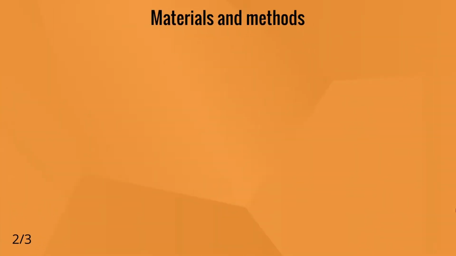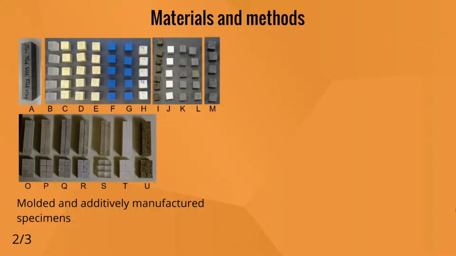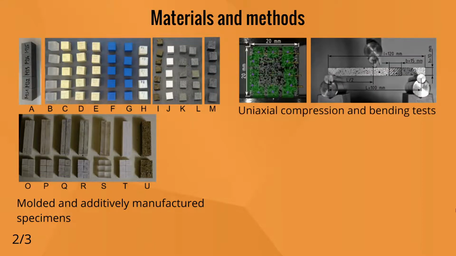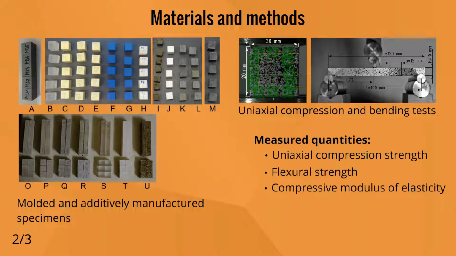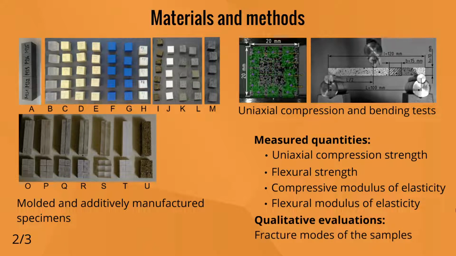Specimens have been prepared with the use of 5 different technologies from 17 different materials, and uniaxial compression and 3-point bending tests were conducted. The uniaxial compression strength, flexural strength, the compressive modulus of elasticity, and the flexural modulus of elasticity were measured, and the fracture mode of the samples was qualitatively evaluated.